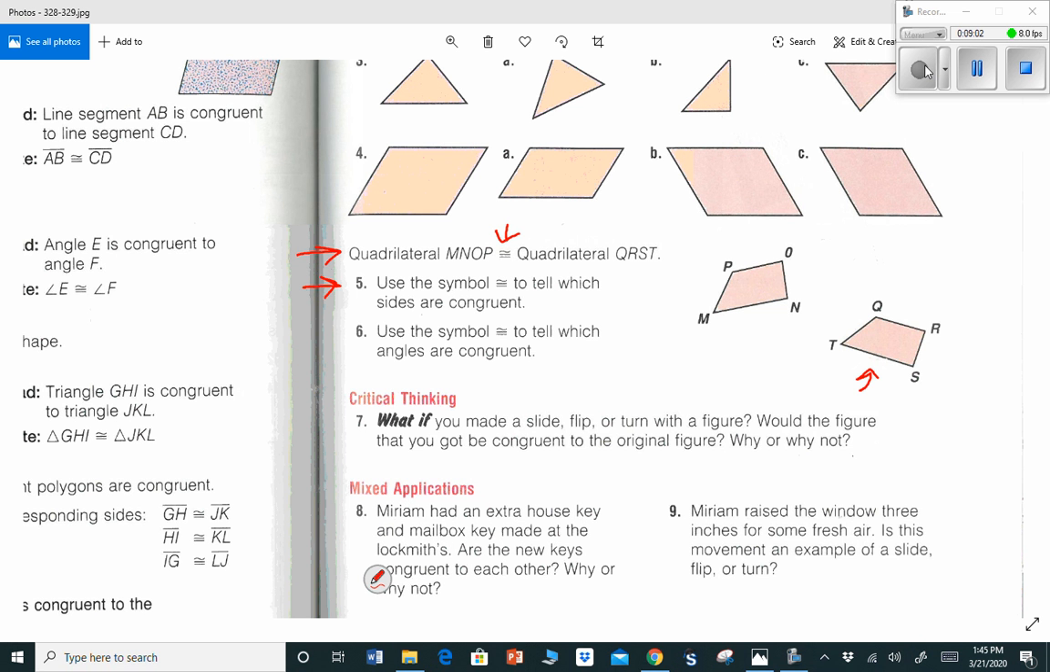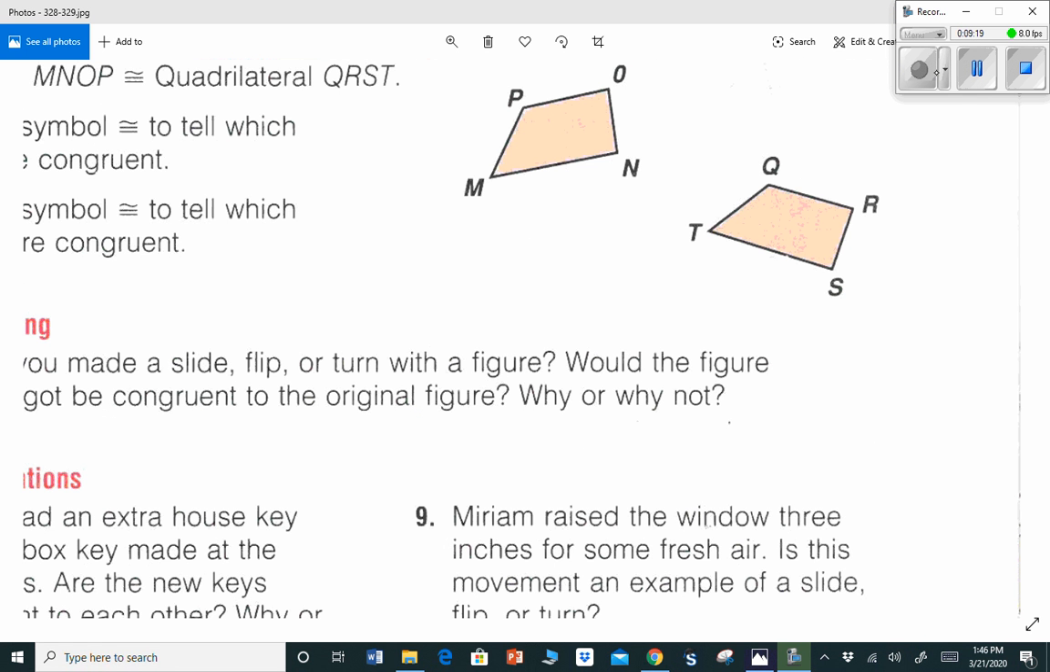It says to use the congruent symbol to tell which sides are congruent. How many answers do you think there are there? That's going to be 4 different answers because all 4 sides are going to be congruent. Okay, I just made that bigger so we'd have a little bit more room to write. I'm going to go ahead and mark that those 2 are corresponding sides. So this one right here would be line segment MP, and the corresponding side would be line segment TQ, and let's keep it in that order.